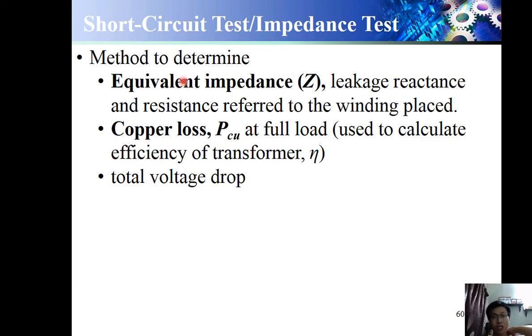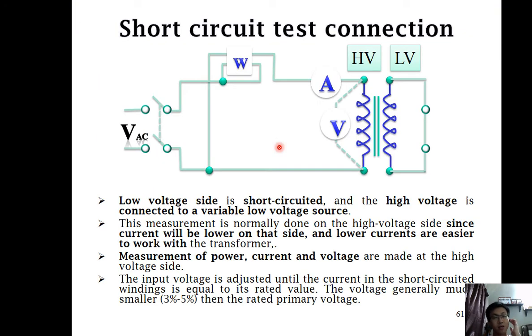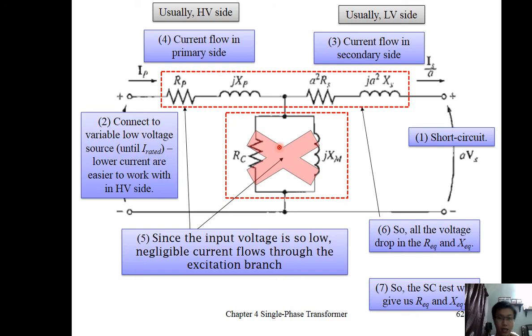Next, we'll talk about the short circuit test. It is a method to determine the equivalent impedance, leakage reactance, and the resistance referred to the winding placement. The copper loss at full load is used to calculate the efficiency of the transformer, and also the total voltage drop. That's why we call it an impedance test. We want to determine these three things. So I think I will skip this one. You can have a look because I put the explanation here.